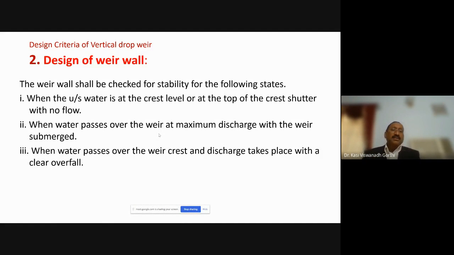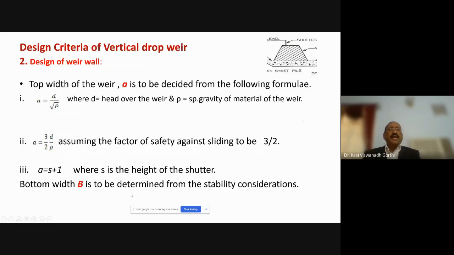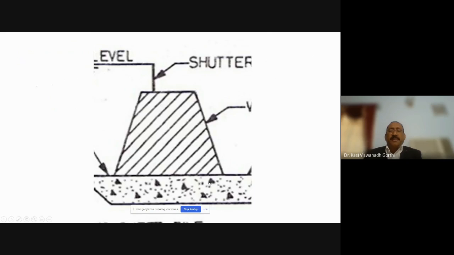then arrive at the value of B. Third case is when the water is passing over the weir crest and a discharge is taking place with a clear overfall on the downstream portion. For that case also, take the moments about the toe point of the weir and arrive at the value of B. So the maximum of all the three values of B is to be provided there so that the entire weir will be stable against all the three parameters.